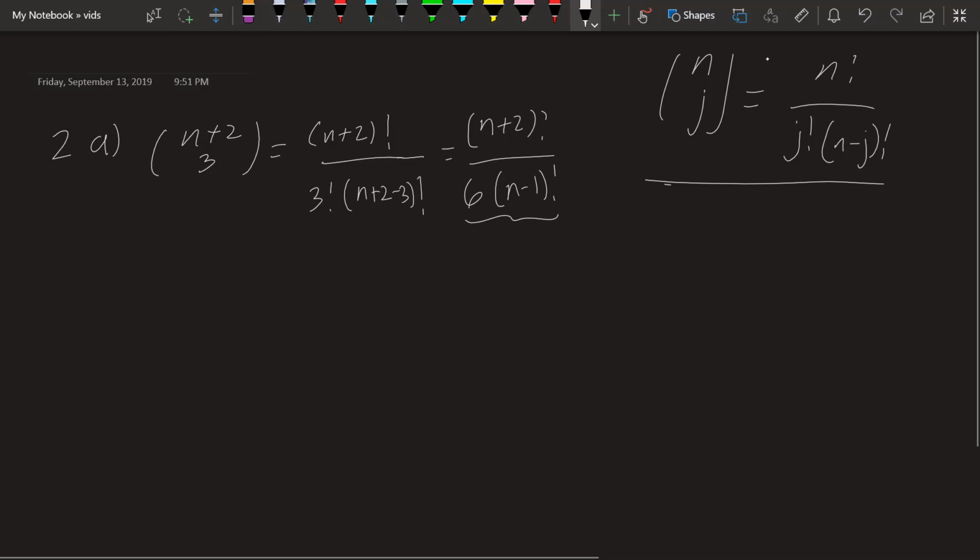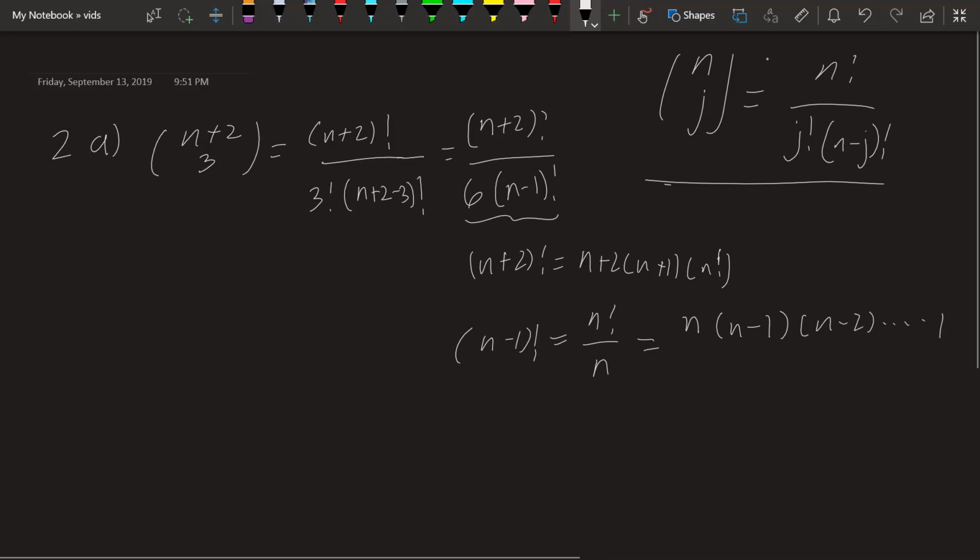Right, so we get this. Now we need to simplify it. Let's simplify n plus 2 factorial. This is just n plus 2 multiplied by n plus 1 multiplied by n factorial. That's the definition of n plus 2 factorial. If you want, you can expand it out and you'll figure it out by yourself. n minus 1 factorial is n factorial over n. Why is that? n factorial is equal to this, until you reach 1 over n. So n cancels with n, and you're left with this, which is just n minus 1 factorial.